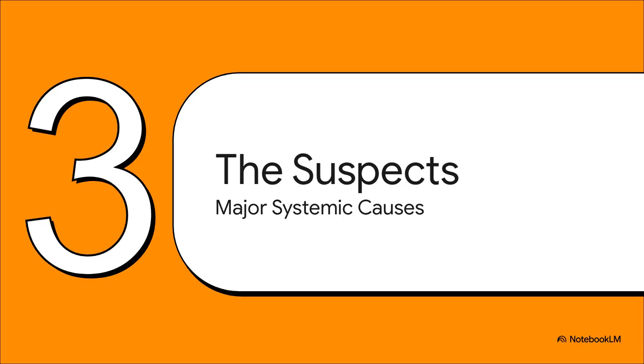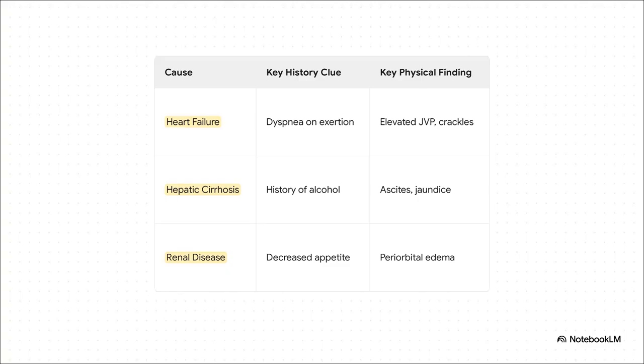So now that we totally get the science behind it, let's look at the main culprits. How does all this pathophysiology show up as the big three systemic causes that you're going to see all the time on the wards? This is awesome. This is how you start to solve the case right at the bedside. You ask yourself, does my patient get short of breath when they lie flat? That should make you think heart. Do they have a swollen belly and yellow skin? Well, that points to the liver. Are their eyes all puffy in the morning? You got to think kidneys. These classic clues are like your compass, pointing you in the right direction.